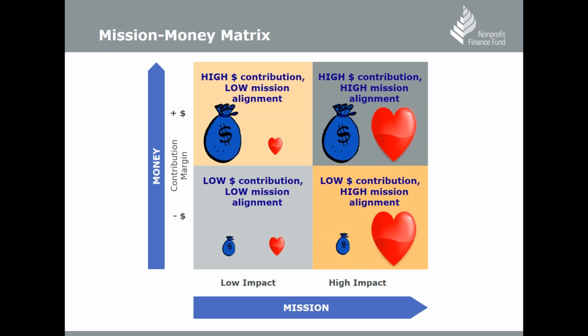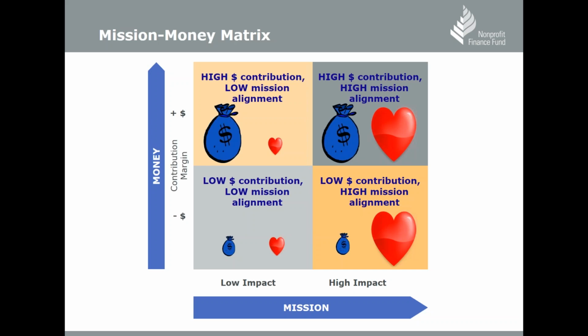All right. The upper left quadrant shows programs that have high contribution but low mission. Let's say that you run a school for the blind and you also have a thrift store that generates net surplus. The thrift store is not really related to mission, but does provide a surplus that the organization can use to subsidize other programs. A question here might be, is there an opportunity to align more with the core mission? So for example, can you incorporate a workforce development aspect into the thrift store business?